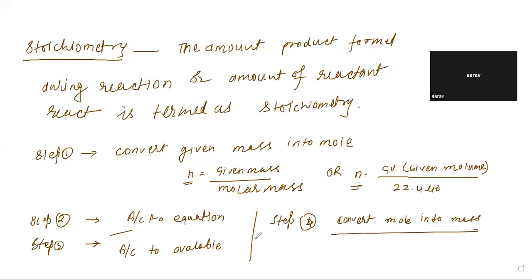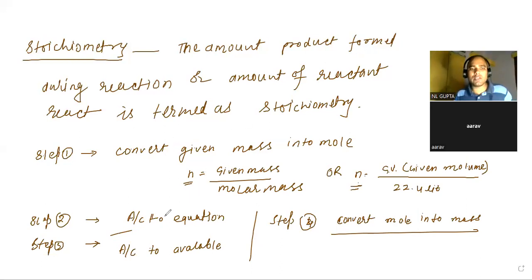So all four steps are there. First, we need to calculate the moles. Second, according to the equation. Third, according to the available mole, how many moles are available, we go according to that. And step number four, convert mole into mass. These are the four steps, so we can calculate how much mass of product is formed.